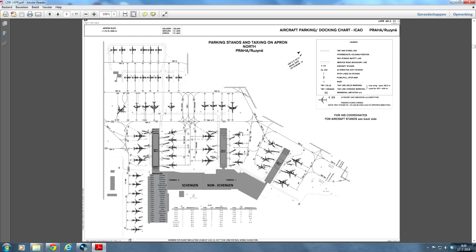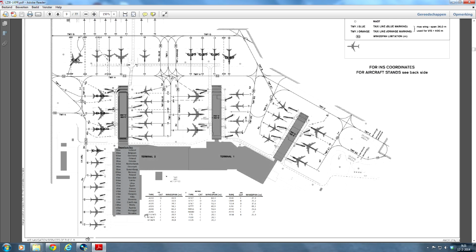This is just the parking docking chart again. There are different charts per aircraft type, as you can see right here on the bottom. So you can determine already a little bit which gate is probably going to be used for you.